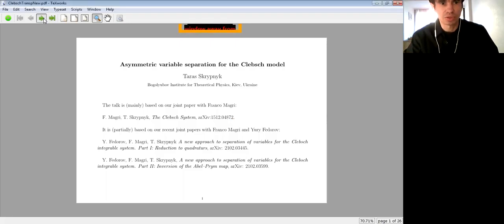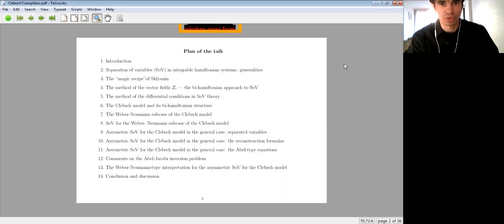The plan of the talk will be the following. First of all, I will make a brief introduction. Then I remind the general facts about separation of variables in integrable Hamiltonian systems. Describe 3 main modern methods in this field: the magic recipe of Sklynin, the big Hamiltonian approach, the method of differential conditions. Then I will describe the Clebsch model itself.